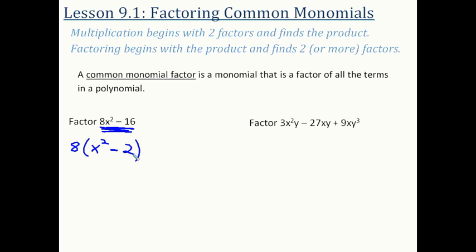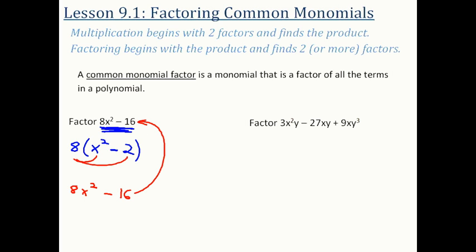We can check this by multiplying it back out using our distributive property. Our check will be in red here. If we distribute, we get 8x squared, our minus sign, and then 8 times 2 is 16, and we get what we started with.